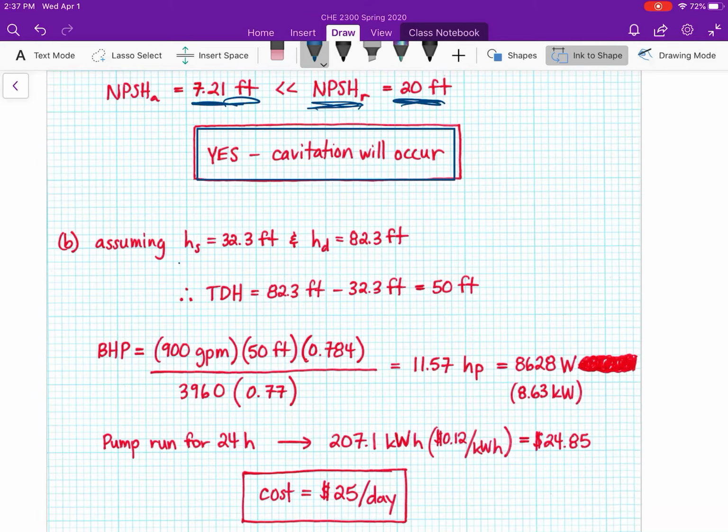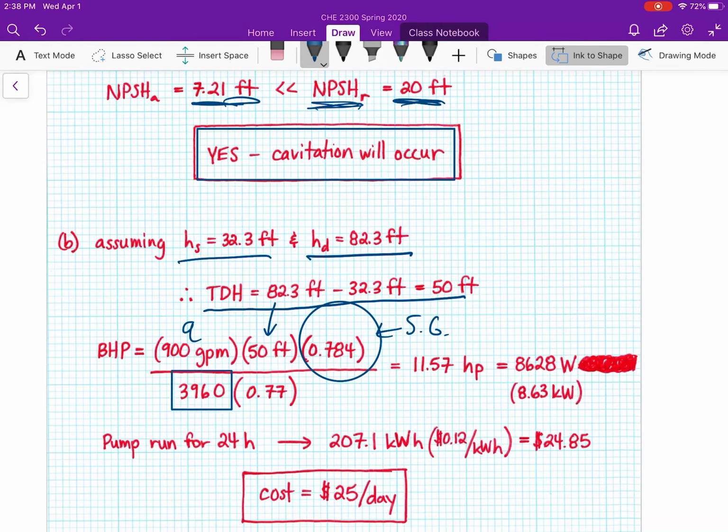Part B, you are given HS. Assume an HS, assume an HD, and you are asked to calculate the cost of running the pump for a single day. What I need to do is first calculate a total dynamic head. That is fed into my equation here. My capacity is fed into the equation there. Here, I have the specific gravity of my fluid.